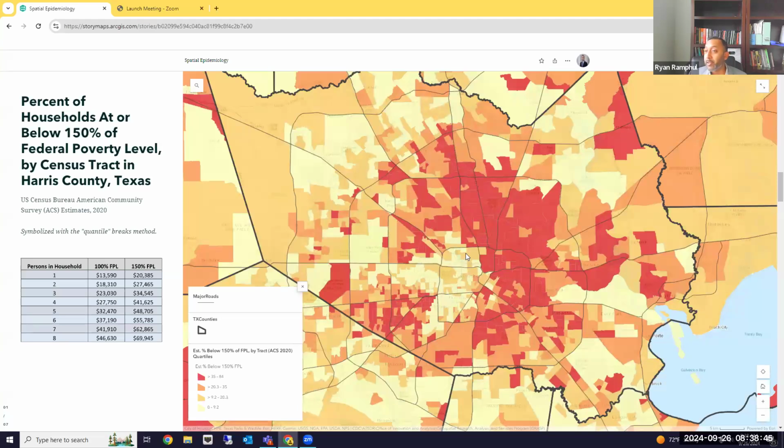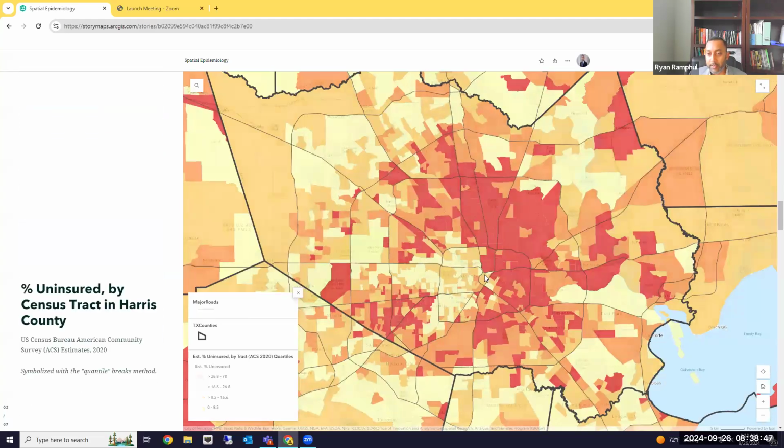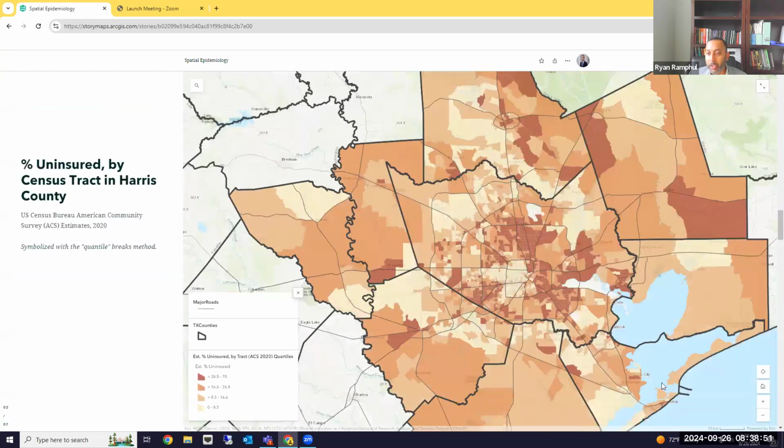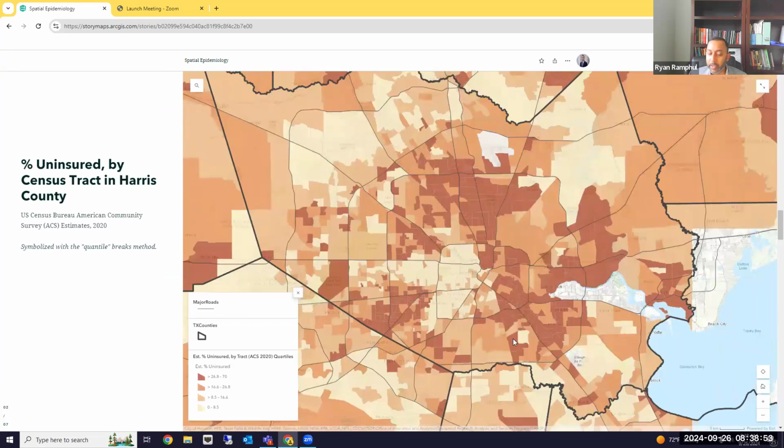It has an effect on a lot of things in their life. So let's look at some of those things. What you're looking at here is percent uninsured by neighborhood in Houston. Now, as you can see, it kind of takes the same spatial pattern as percent below 150% of the federal poverty level.